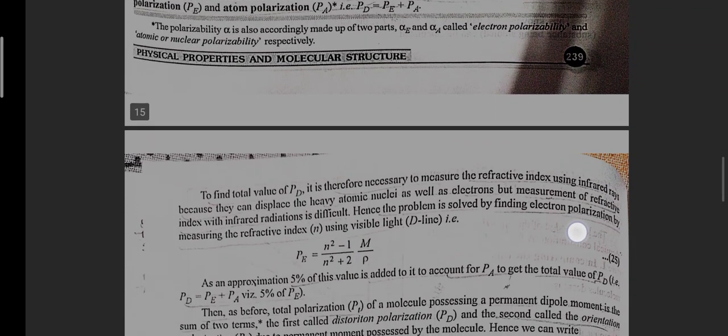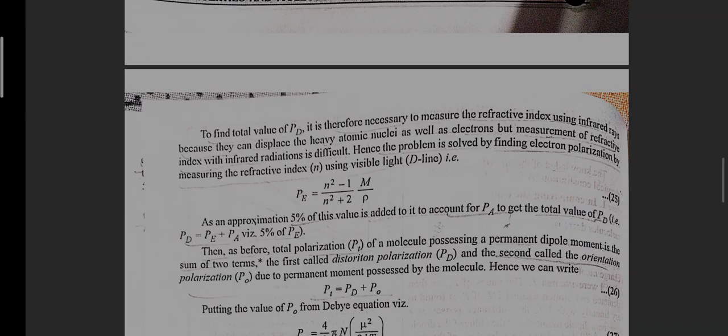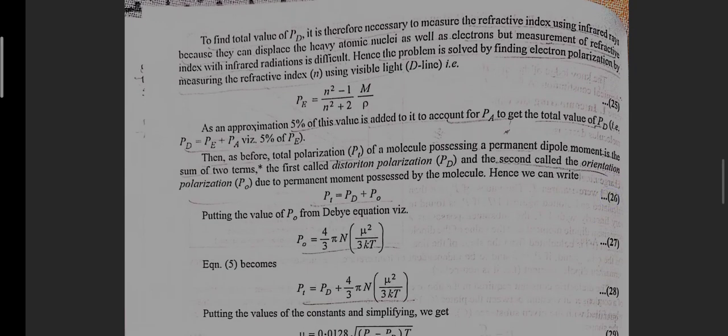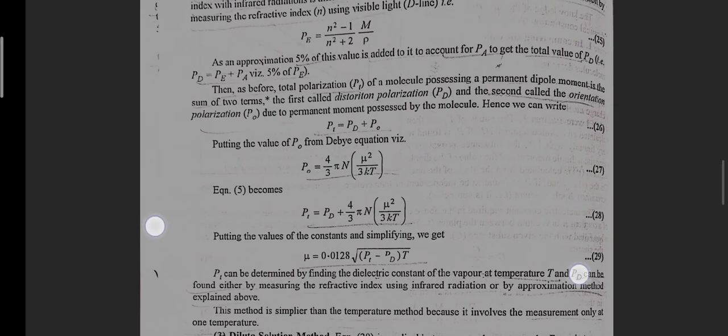To find total value of Pd, it is therefore necessary to measure the refractive index using infrared rays because they can displace the heavy atomic nuclei as well as electrons, but measurement of refractive index in infrared radiation is difficult. Hence, the problem is solved by finding electron polarization by measuring the refractive index using visible light. So this is the derivation.